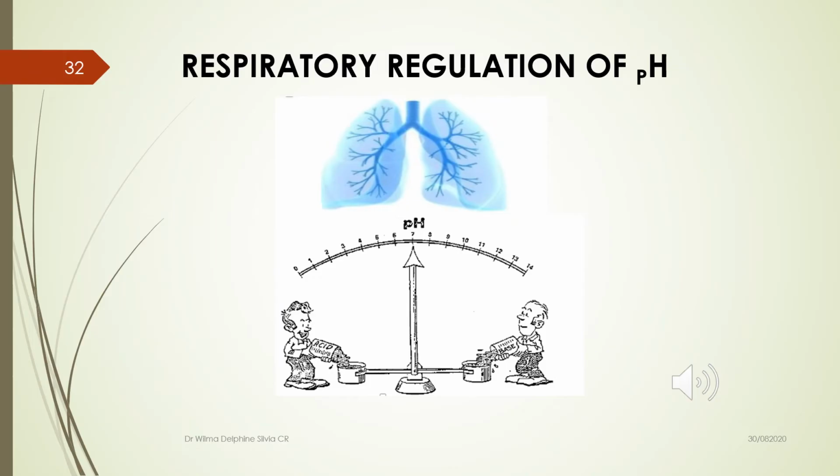The second line of defensive mechanism against acid-base disturbances is control of extracellular fluid carbon dioxide concentration by the lungs, by increasing or decreasing the rate of respiration.